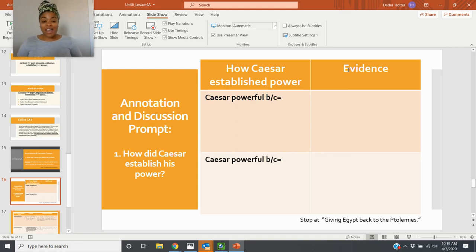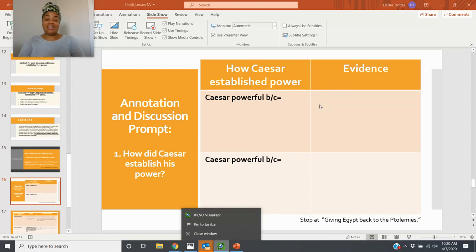All right, so now that we have our chart completed, it is time to dive into our text. At this time, I want you to go ahead, get your books out. We are on page 25, and we're going to read all of page 25.